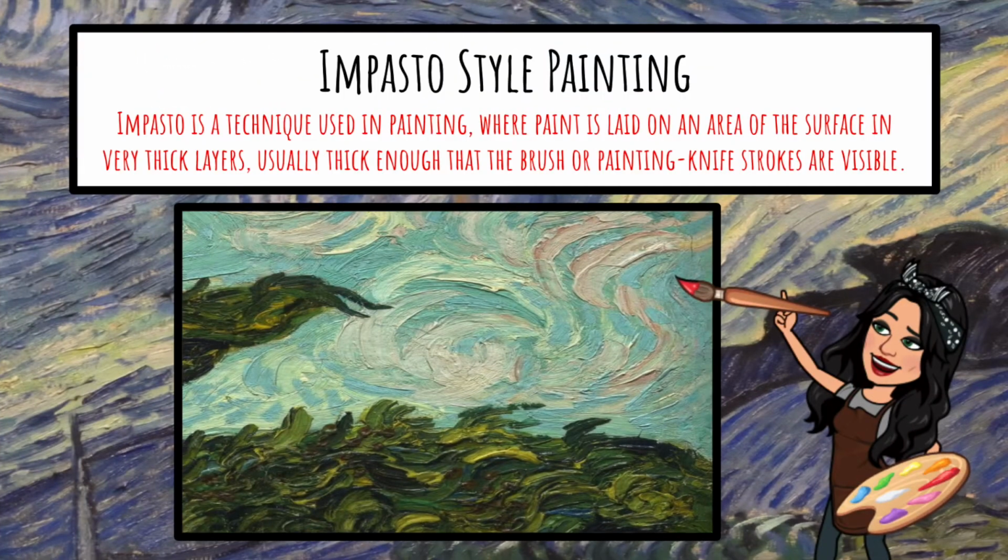Another way that artists used texture to show movement in their painting was a style called impasto style painting. An impasto is a technique used in painting where paint is laid out on an area or surface in very thick layers, usually thick enough that the brush or painting knife strokes are visible. So as you can see, the swirls of the wind, and he uses those thick brush strokes to show movement.